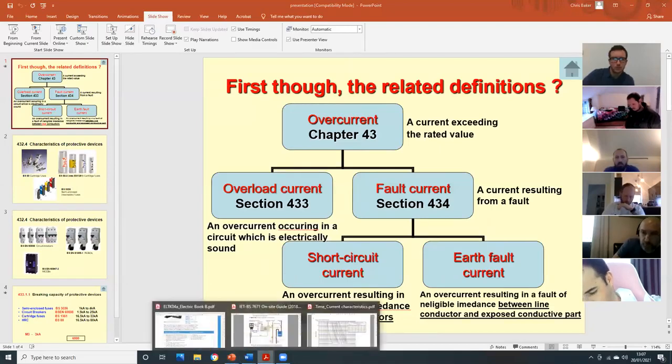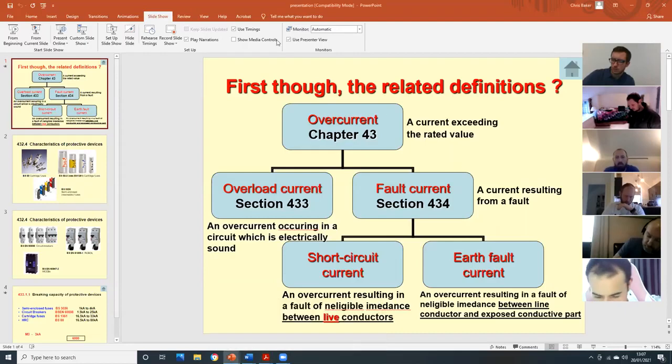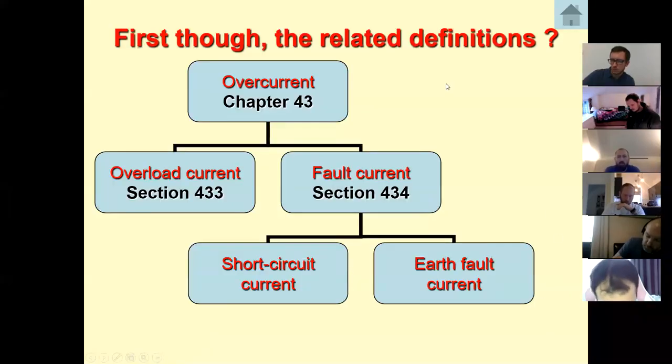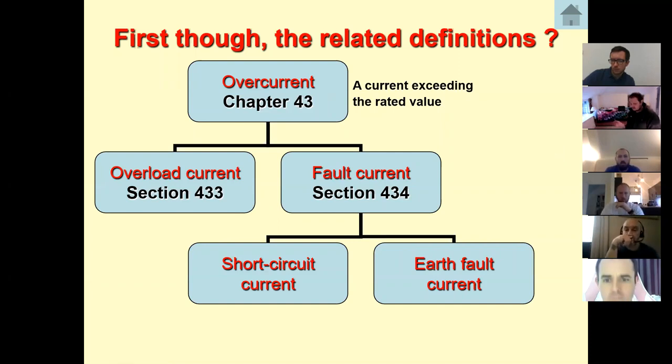That's pretty much word for word what comes out of part 2 of the wiring regulations. In fact, I've got the regs here in front of me. If I actually read out the definition, I think it is pretty close to that. It's very, very simple. A current exceeding the rated value. For conductors, this will be the rated value, the current carrying capacity of the cable. So the term overcurrent is very generic.